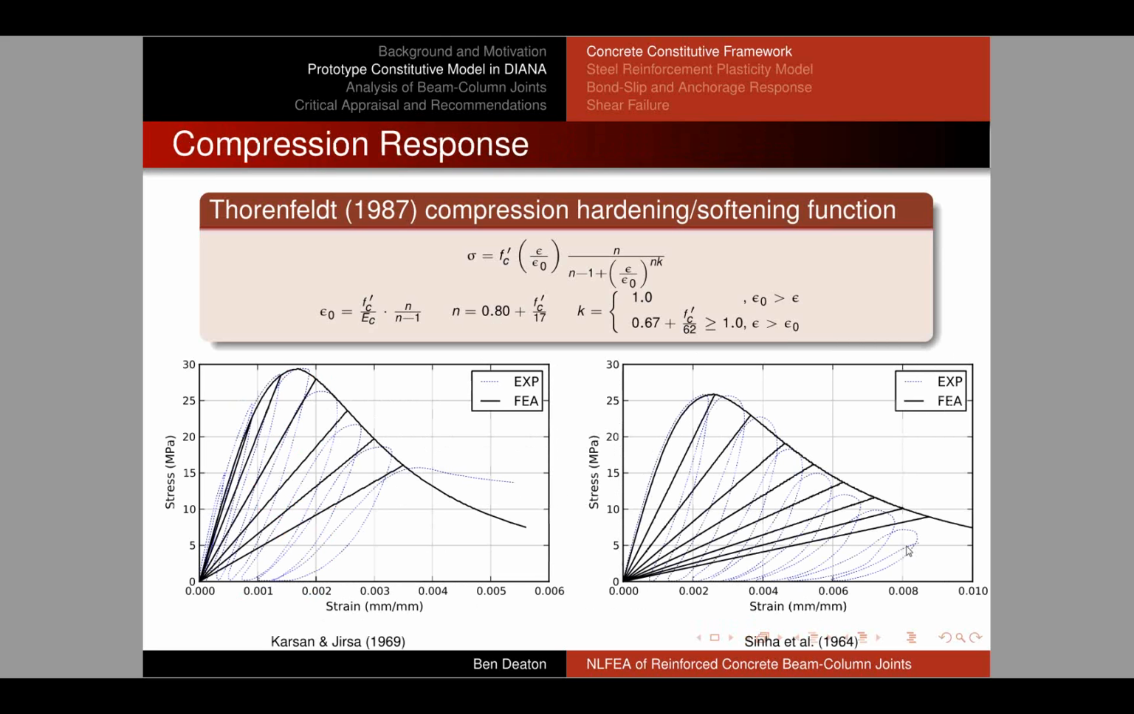And so I looked at, first of all, the cyclic compression response, and I used the Thorenfeldt compression hardening function, which you will find in the Diana options. And I compared it with data reported by Karsan and Jirsa on the left, and by Sinha, Gerstle, and Tulin on the right. So these were very small prism tests of concrete in compression. And you can see that the Thorenfeldt curve showed very good agreement with the backbone of the response. And again, you can see the influence of the secant unloading and reloading in the response. So there are some simplifications here, but it ended up working very well in our case.